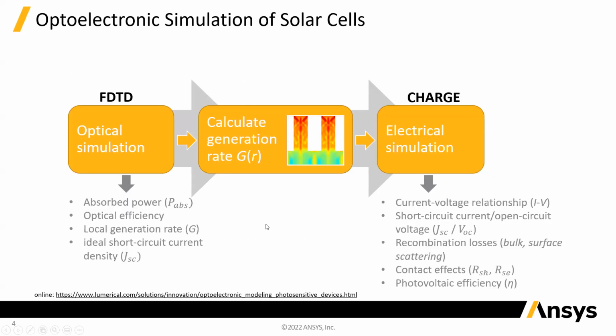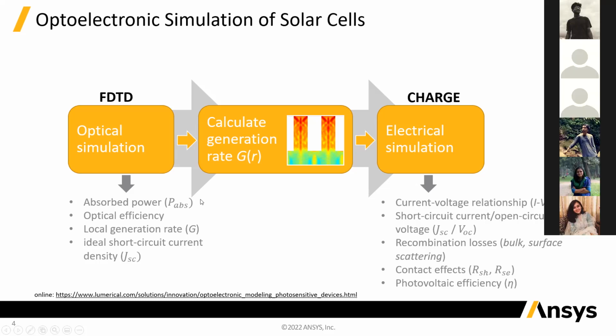So this is the simulation workflow, if you're only considering the optical and the electrical effects. On the FDTD side, you'll do the optical simulation, and the thing that you're interested in is obviously the absorbed power, right? How much of the sunlight are you absorbing? And the optical efficiency, which is the ratio of the absorbed power over the incident power. And you want to improve that. You want to design your solar cell in a way so that you're absorbing most of the light.